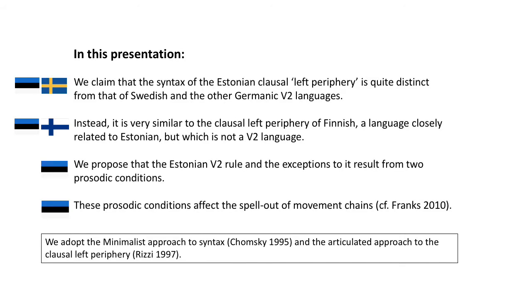In this presentation, we will claim that the left periphery of the Estonian clause is indeed quite distinct from that of Swedish. Instead, we propose that it is very similar to the clausal left periphery of Finnish, a language closely related to Estonian, as both belong to the Finnic subgroup of Finno-Ugric languages, but Finnish is not a verb second language. We propose that the Estonian V2 rule and the exceptions to it result from two prosodic conditions, and these prosodic conditions affect the spellout of movement chains.